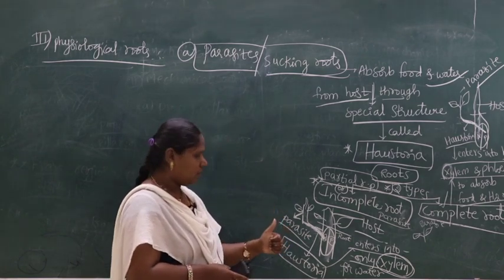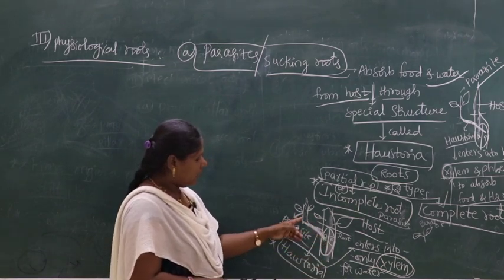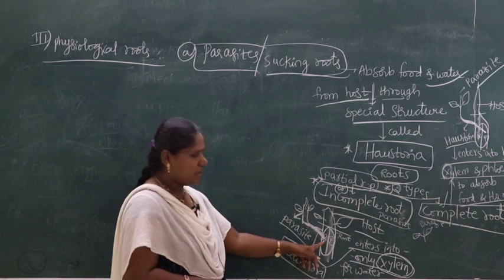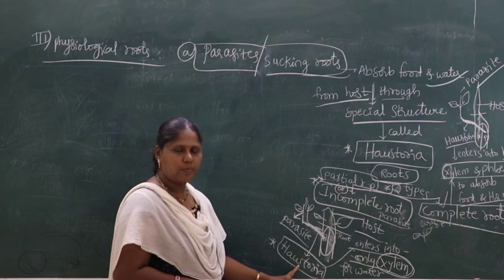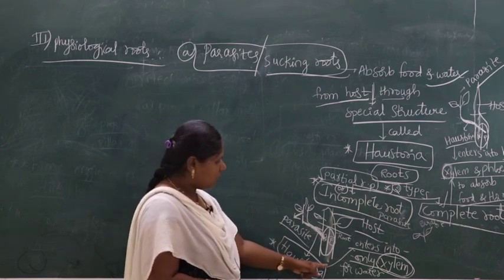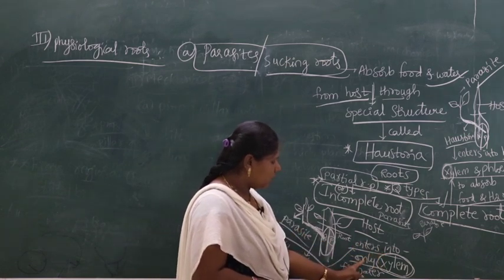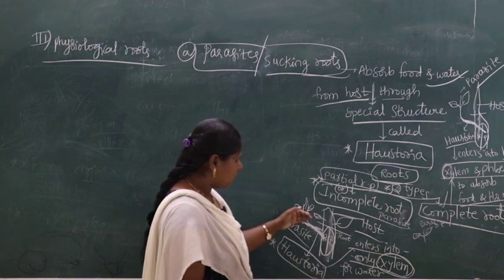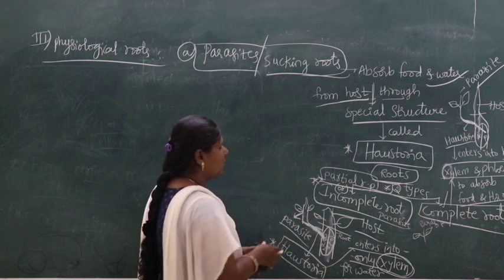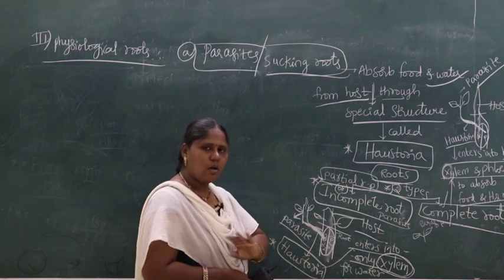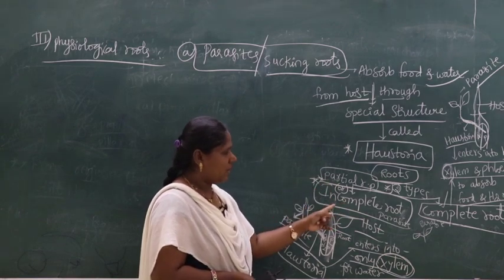Now what will the parasite do here? The parasite will send a special structure into xylem. What do you call the special structure? A special structure is called Haustoria. Haustoria enters into only xylem for water. So it enters into xylem and takes only water. As it takes only water, it depends only for water, not for food. They are called incomplete root parasites or partial root parasites.